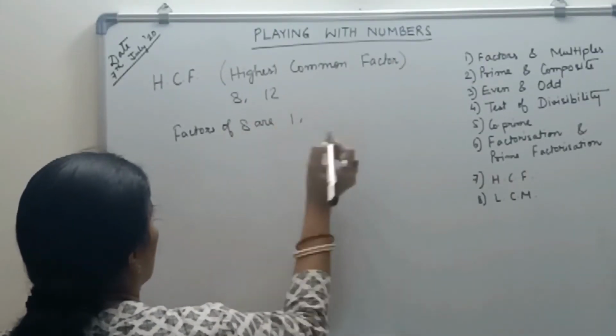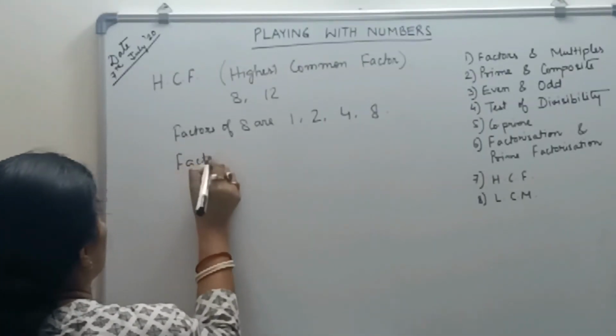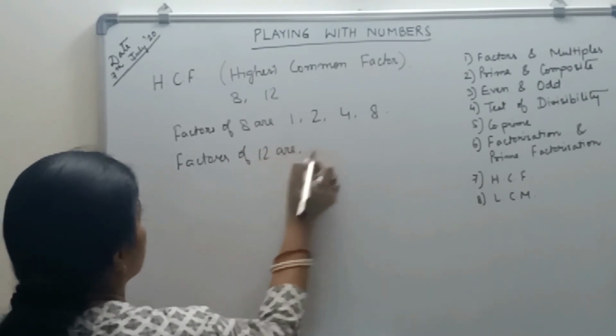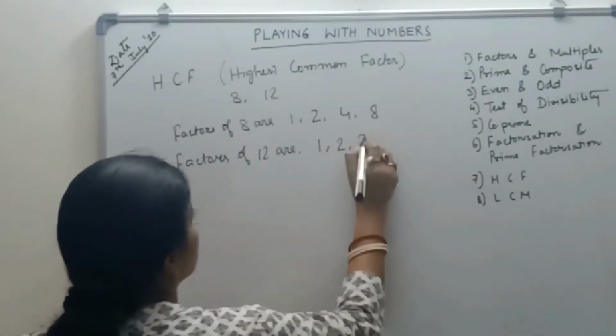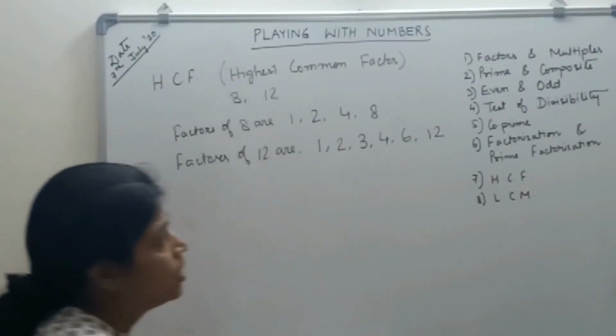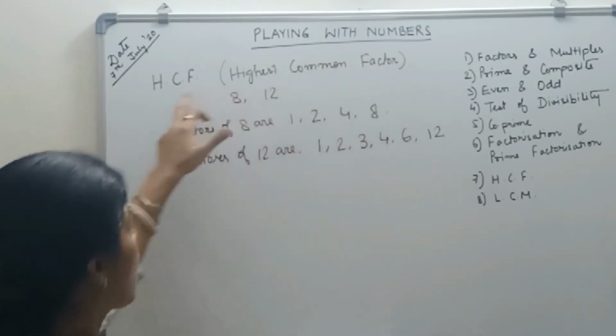Factors of 8 are 1, 2, 4 and 8. Now factors of 12 are 1, 2, 3, 4, 6 and 12. So these are the factors. So I need the highest common factor. So how will you find out?